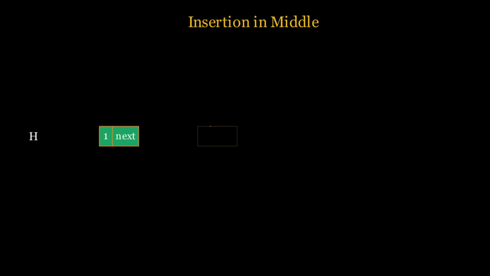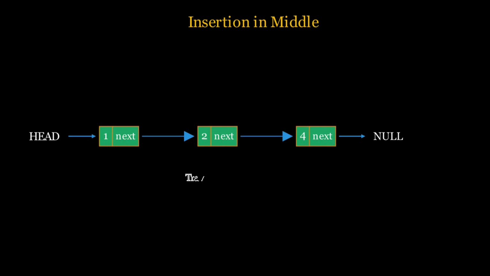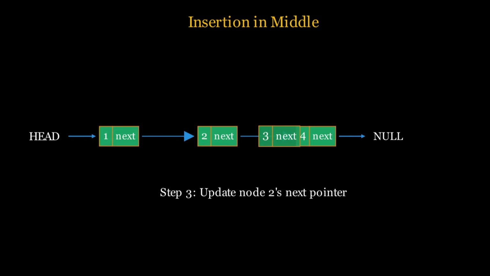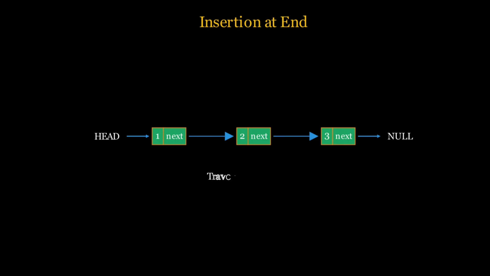Next, to insert the node in the middle, we need to traverse the list to find the correct position. Start from the head and move through each node until we reach node 2. Once we have found the correct position, we create the new node with value 3. Next, point the new node to the next node, which is node 4, and update the previous node's pointer, that is node 2, to point to the new node. That's it.